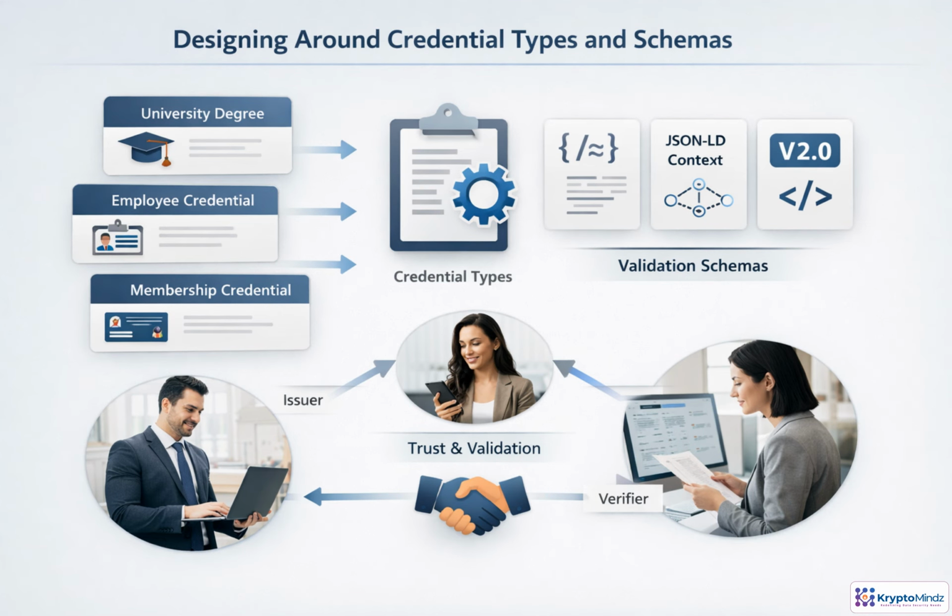Before issuing anything, define the credential types your service will support, and bind each one to a validation model using JSON schema or JSON-LD contexts. A degree, employee badge, and membership credential may share infrastructure, but their required claims, eligibility rules, expiry policies, and schemas can differ. Treat these definitions as public contracts, not database tables. Version them carefully so verifiers can keep trusting older credentials while you evolve claim structures over time.